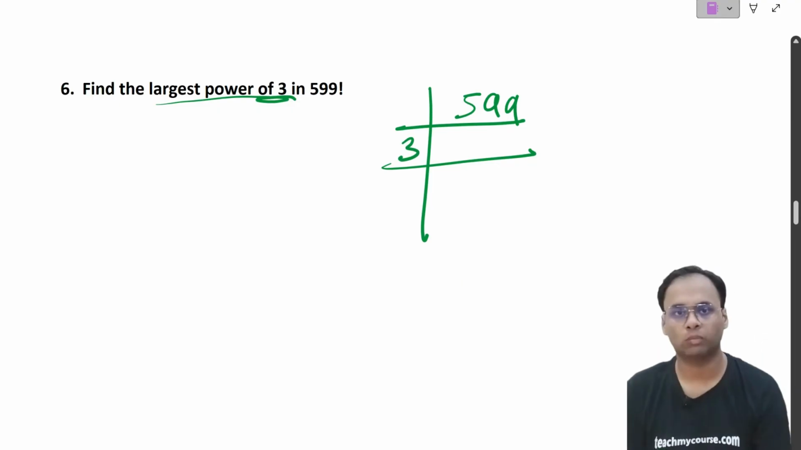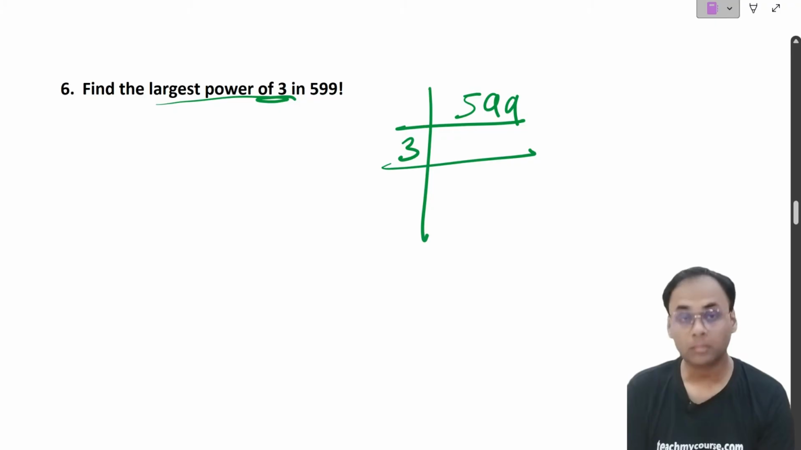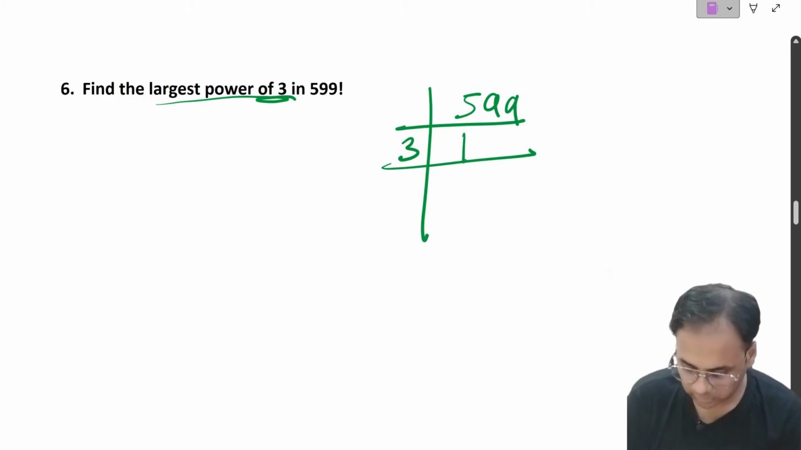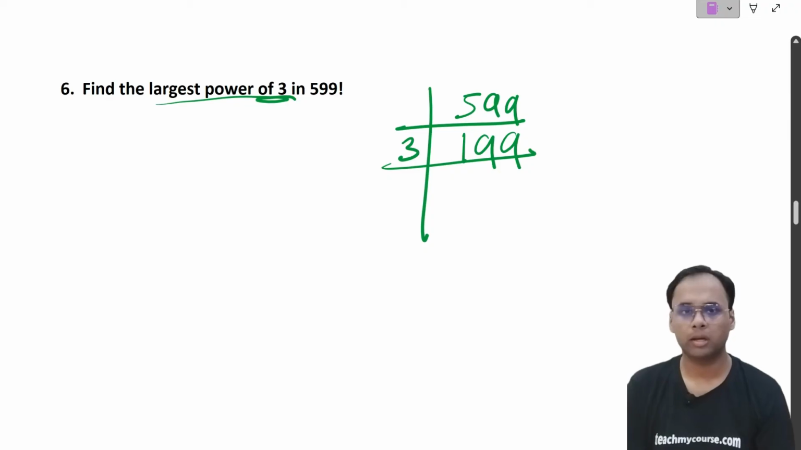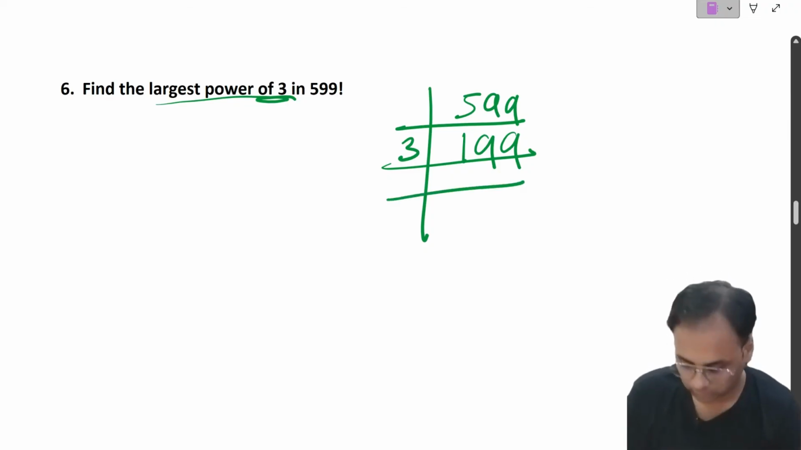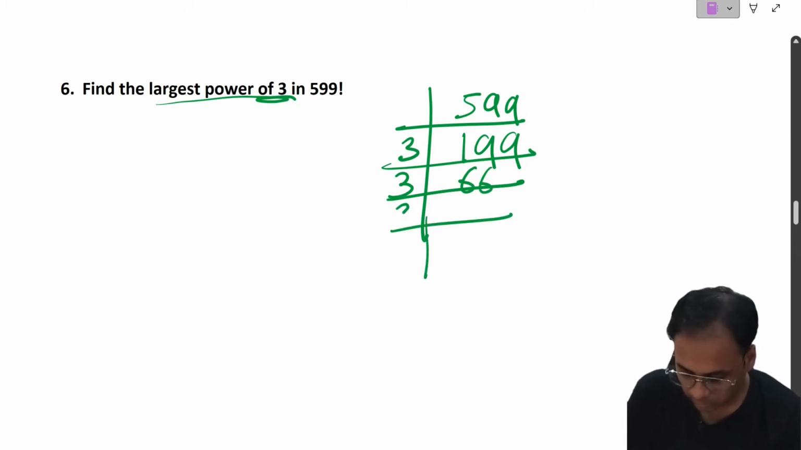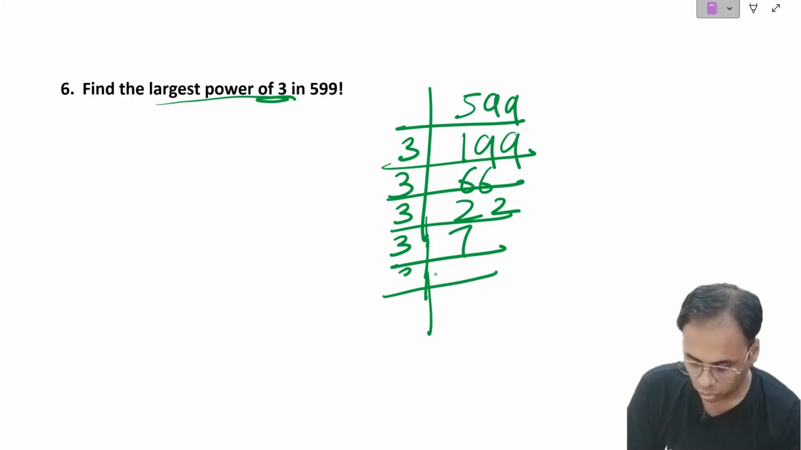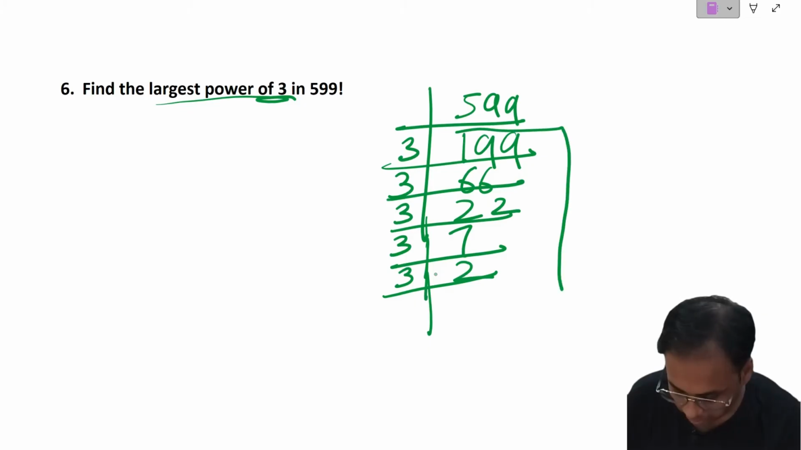We'll write all the quotients over here. If we divide it by 3, the quotient is 199, and it doesn't matter what the remainder is because we are focusing only on the quotient. Then we go again. What will be the quotient in that case? 66. Then we go again. What will be the quotient? 22. Then we go again and divide it by 3. What do we get? 7. Then we go again. This is 2. So these are all the quotients from here to here.